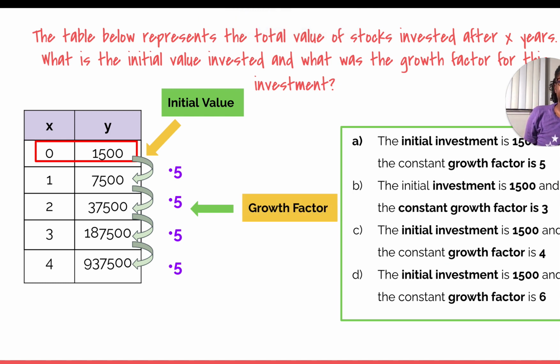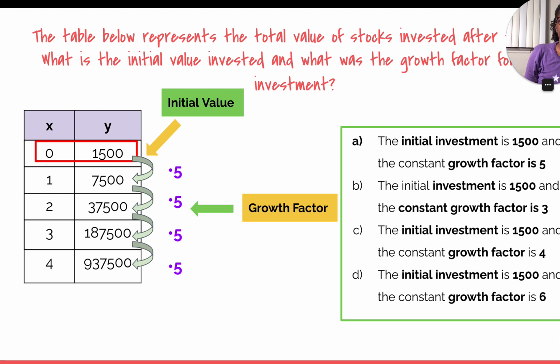So our job now is to find out which of these statements is actually correct. The first one says the initial investment is 1,500 and the constant growth factor is 5. The initial investment is 1,500 and the constant growth factor is 3. The initial investment is 1,500 and the constant growth factor is 4. The initial investment is 1,500 and the constant growth factor is 6. So we know, based on the information that we have, that our constant growth factor is actually 5 and our initial value is 1,500. So that means that our answer should be A.